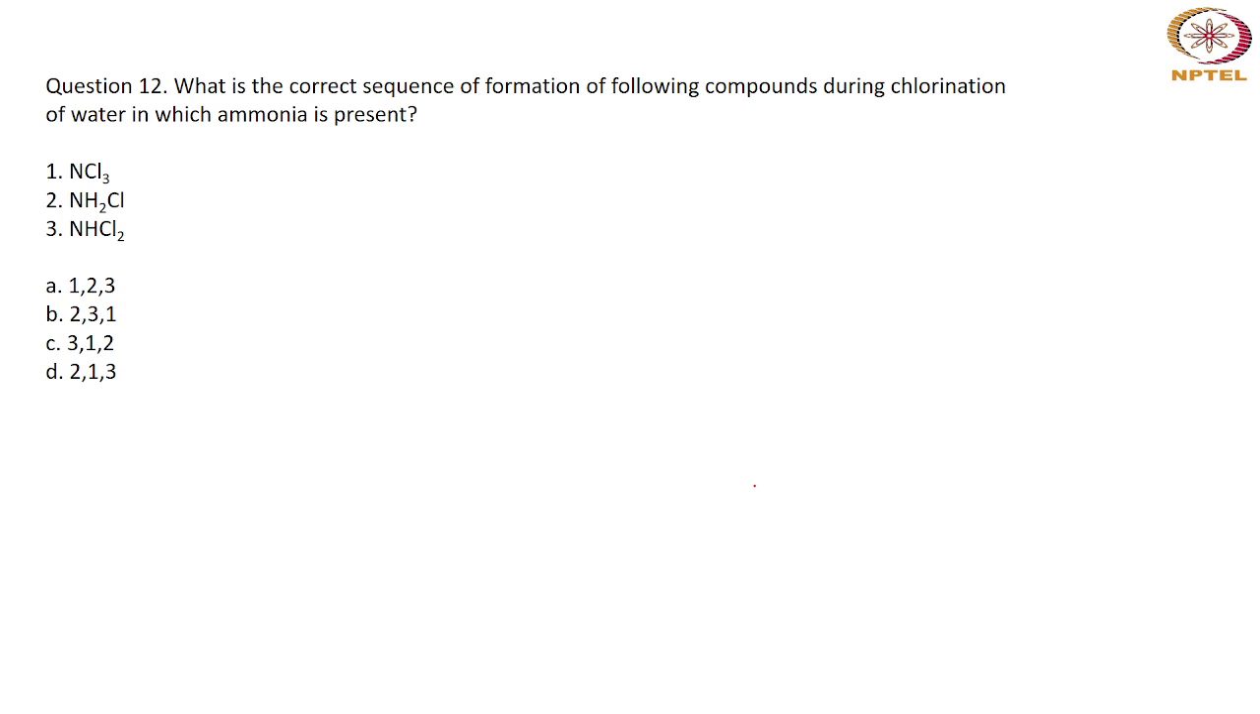So the next question is, what is the correct sequence of the formation of the following compounds during chlorination of water, in which ammonia is present? If ammonia is present in the water, and you add chlorine or any form of chlorine for the chlorination purpose, what is the sequence in which I'm getting the compounds?